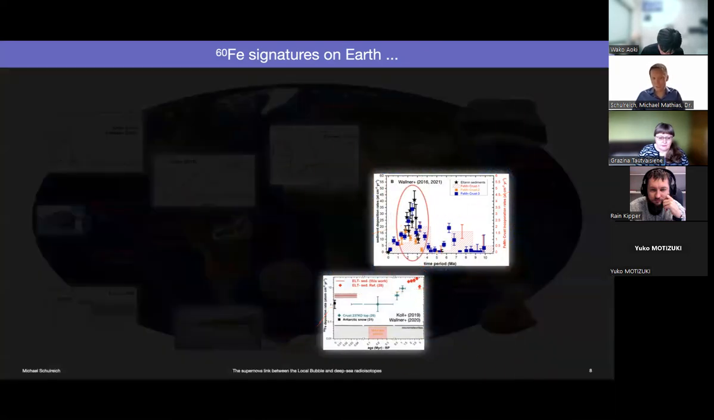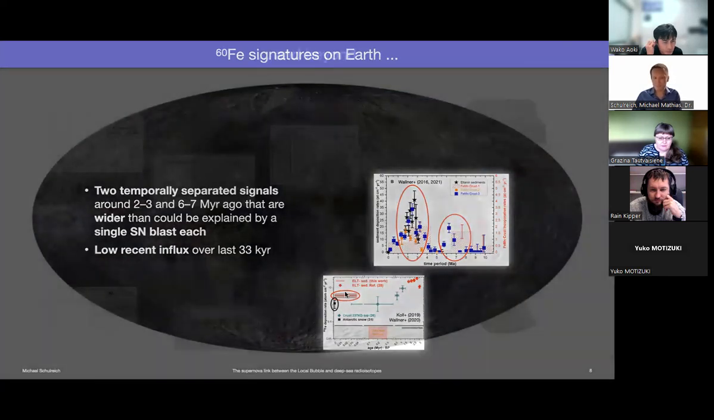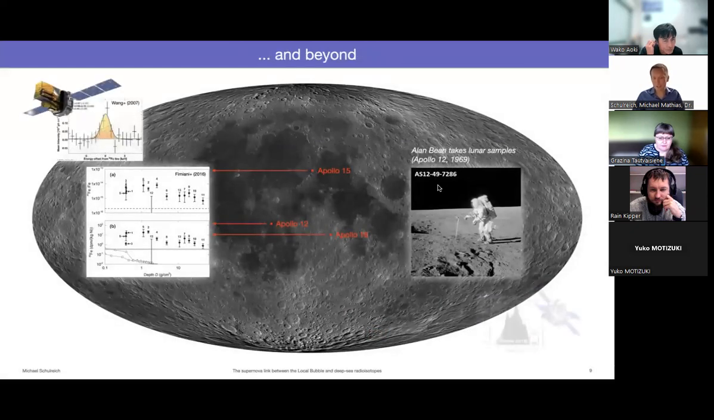And the most recent and sensitive of these measurements, all using accelerator mass spectrometry, showed not only a peak of Fe-60 at a depth corresponding to about 3 million years, which has now been known for over 2 decades, but also a second separate peak about 7 million years ago. And in addition, low but significant Fe-60 influx over the last few 10,000 years. Furthermore, Fe-60 has been found in lunar rocks recovered in the course of the Apollo missions, as well as in observations of the diffuse galactic gamma ray emission associated with its decay, and in galactic cosmic rays.